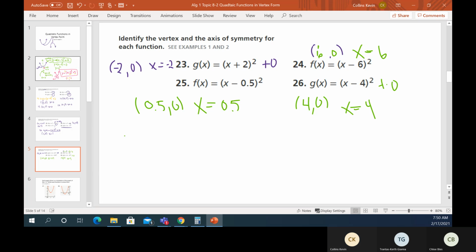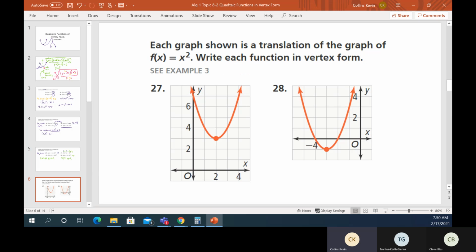Questions? Let's take a look at one more and we'll call it. Well, actually, one more which has 2 on it. There we go. So it says write each function in vertex form.